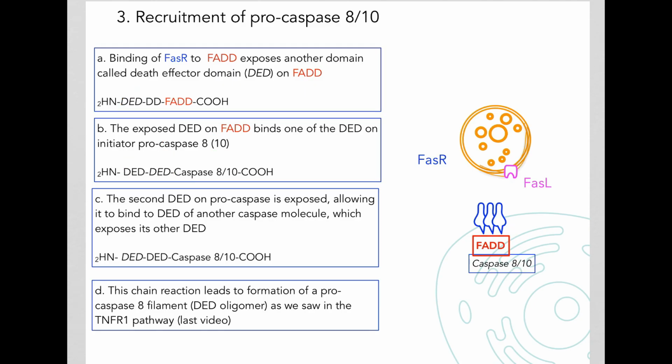Once this DD domain binds with one of the DD domains of caspase 8, that will lead to the exposure of the second DD domain on caspase 8. This DD domain now will interact with another DD domain on another caspase 8 molecule and expose its DD, and this continues as a chain reaction and forms a pro-caspase 8 filament, basically made up of DD oligomers, and this is something we also saw in the previous video when we discussed the TNFR1 pathway.